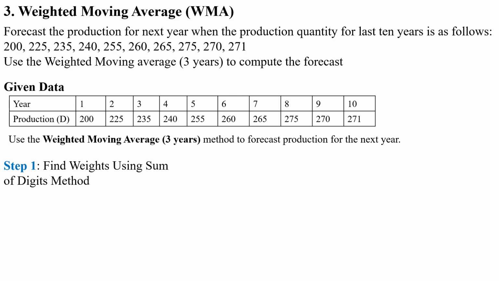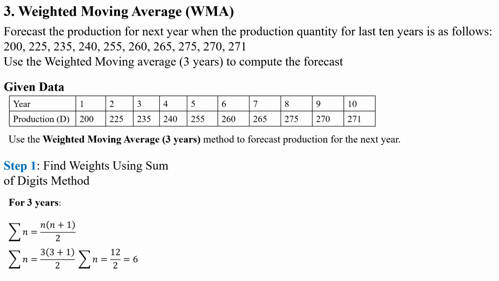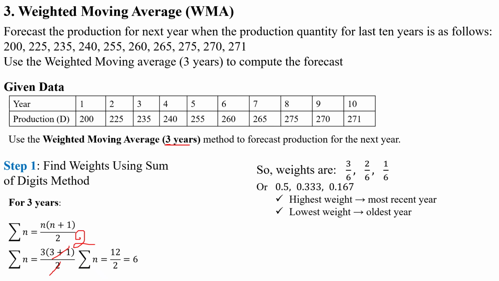So the first step is to find the weights using the sum of digits method. We know that the summation of n equals n into n plus 1 divided by 2. Here n equals 3 years. So the summation of n equals 3 into 3 plus 1 divided by 2, which is equal to 6. Then the weights will become 3 by 6, 2 by 6 and 1 by 6.